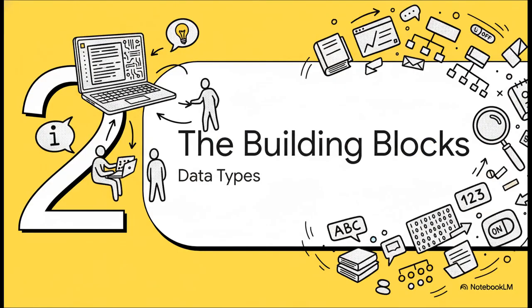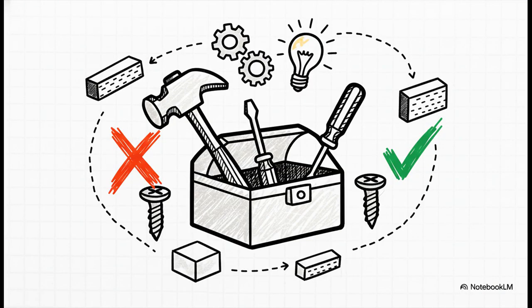Okay, so we've left our notes for the humans. Now, it's finally time to talk to the computer. And for Python to do anything useful, it has to understand what kind of materials it's working with. In programming, we call those materials data. And this is absolutely crucial. You wouldn't use a hammer on a screw, right? You need the right tool for the job. Well, it's the exact same idea with Python. It has to know if it's dealing with text or a number because it treats them in completely different ways. These categories of information are what we call data types.